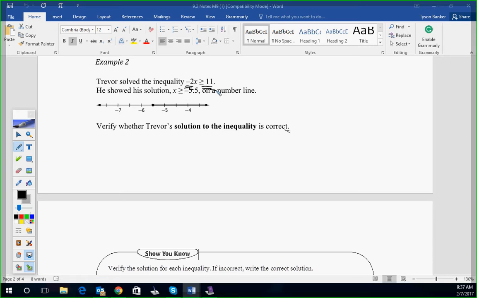You see that? You really wouldn't even have to use a number line. You could just solve it and see if it's wrong. Okay, so it should be less than or equal to negative 5.5. Verify whether Trevor's solution is incorrect. We already did that, so we are good. We fixed it.